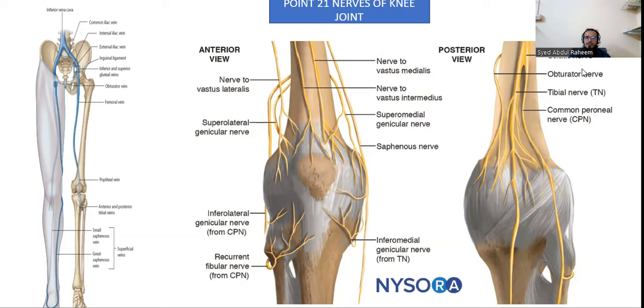Okay, you can see sciatic nerve, tibial nerve, medial nerve, common peroneal nerve. Okay, so these are the nerves. So we have to apply on this area, mostly the anterior area. Posterior area we will discuss. Okay, so anterior area is point number 21.